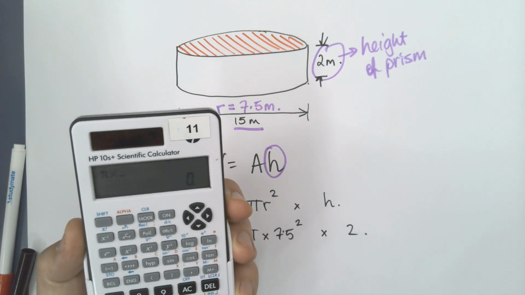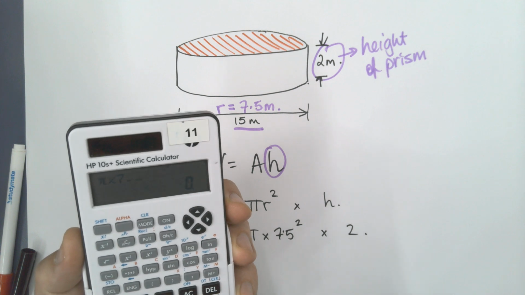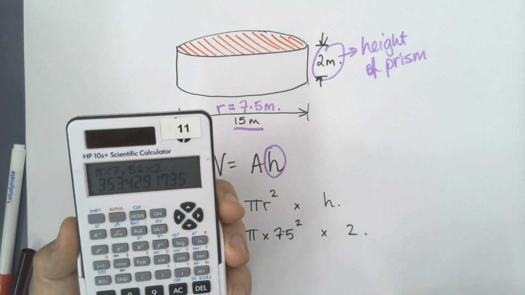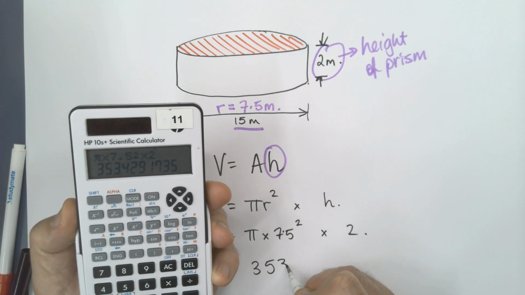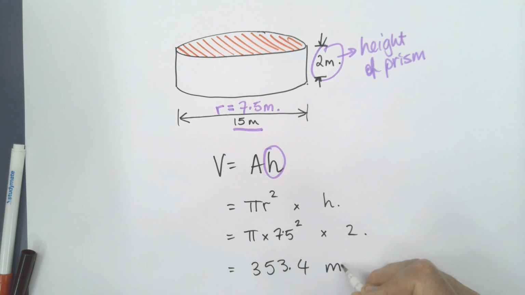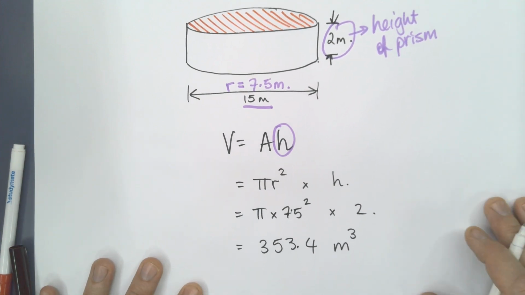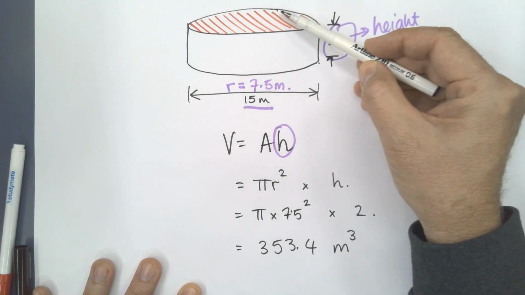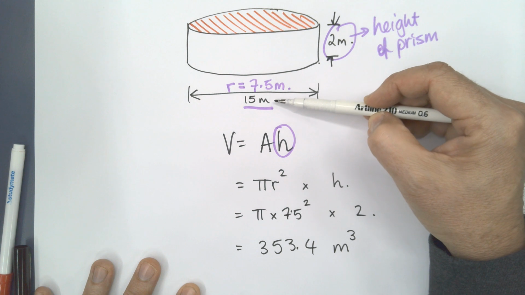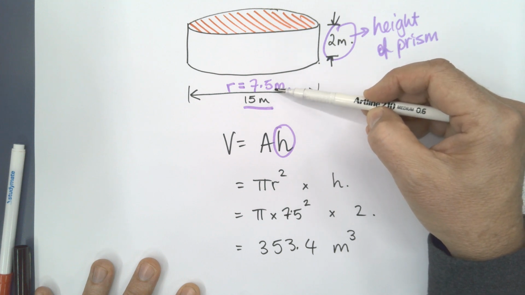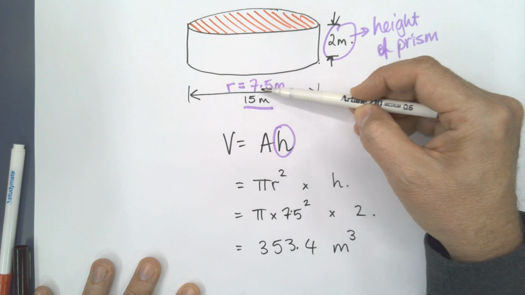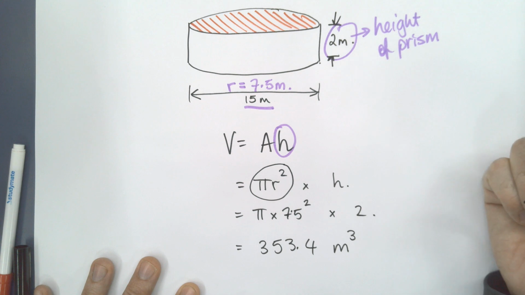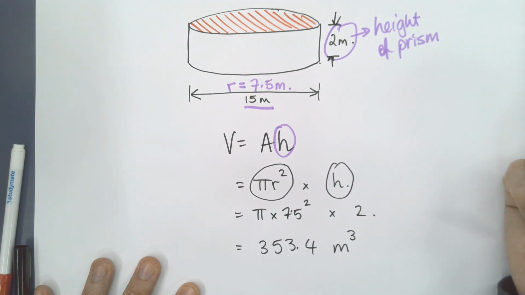Pi times 7.5 squared times 2 is 353.4 cubic meters. Okay. So just quickly to recap, we've got our base there, this constant cross section. I have to get from diameter to radius, so I divide that. Feel free to write that on the diagram. Area of the base times the height. So that's my area of my base, and that's the height.